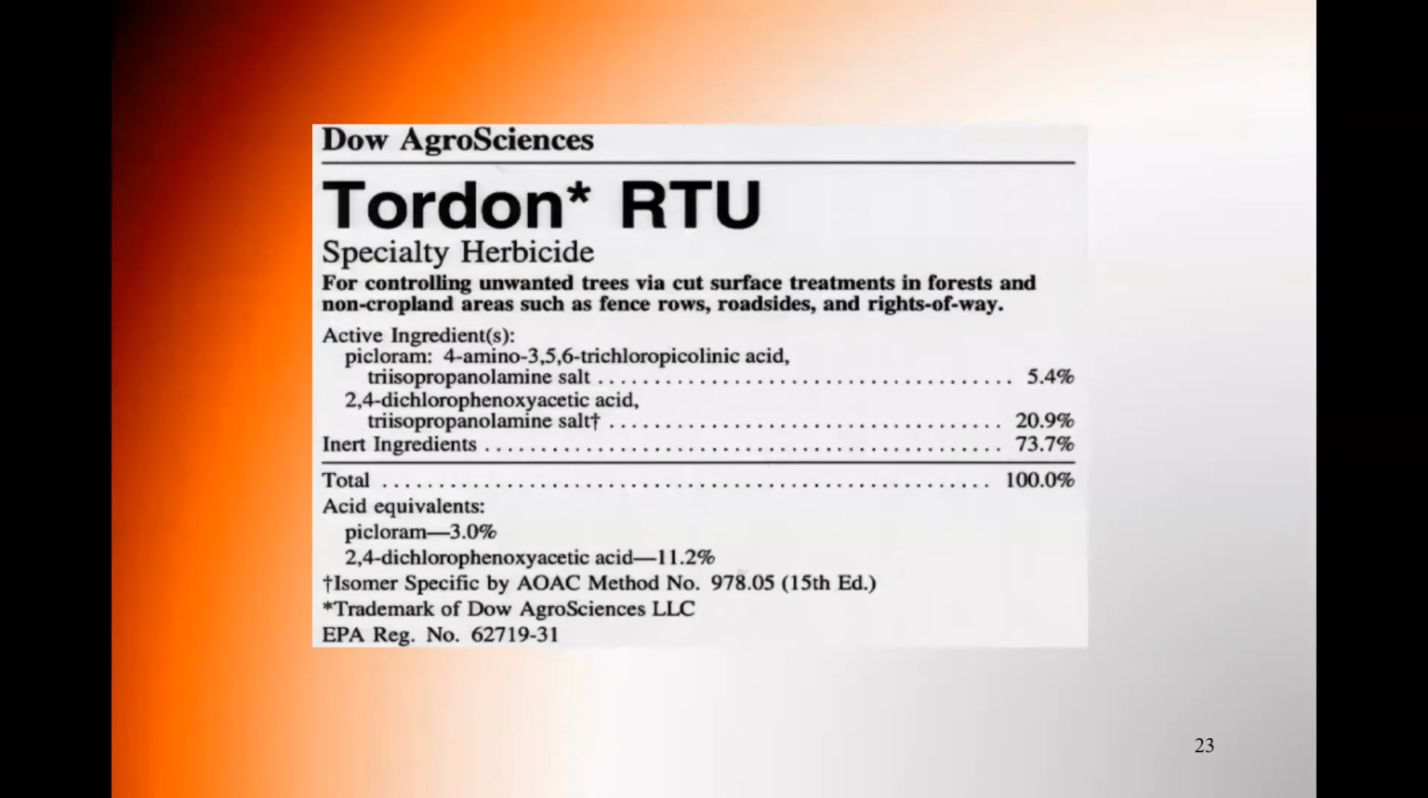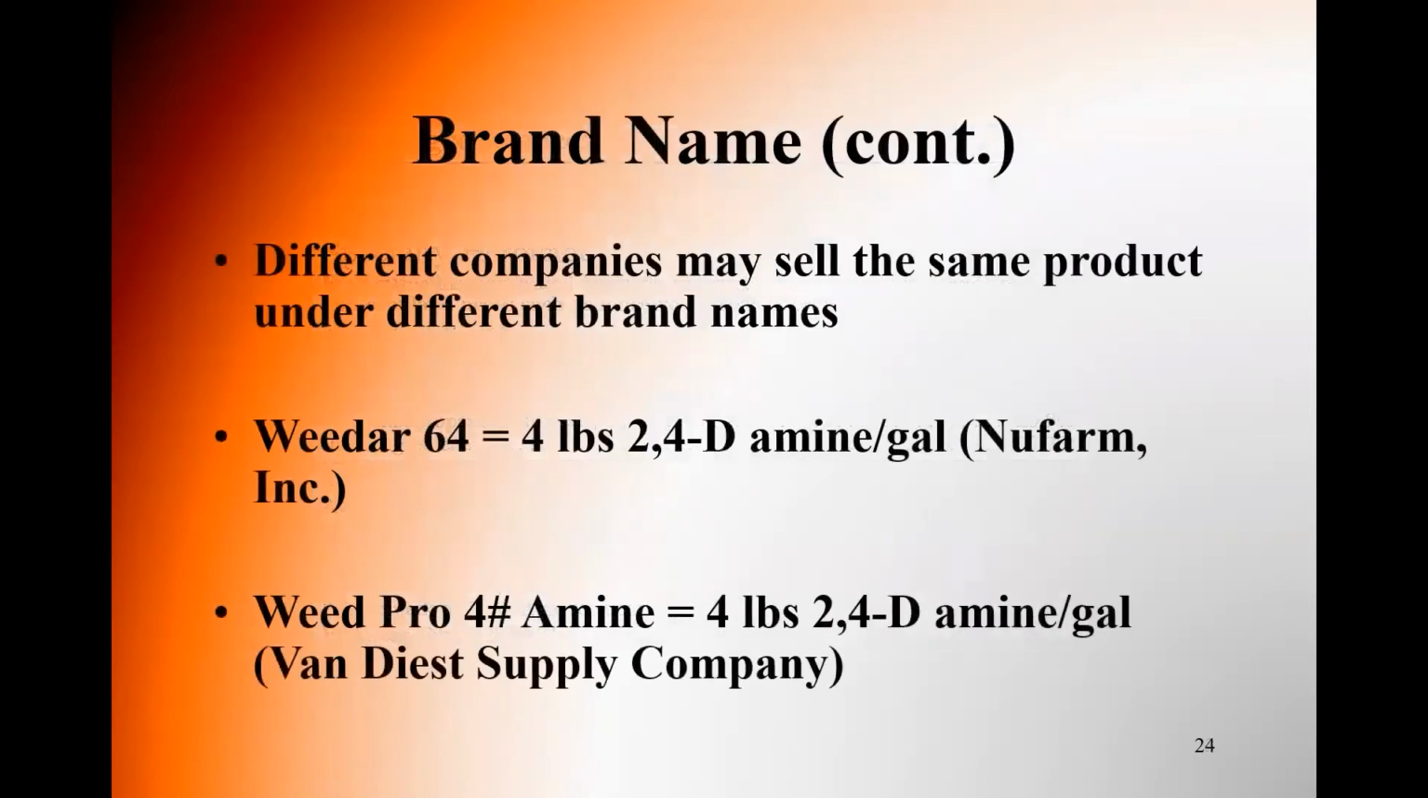Same is true for Tordon RTU. RTU means that it's ready to use. It requires no dilution. So if you buy Tordon RTU and you bring it home and you dilute it with water like you would your Tordon 22K, you're not going to get the results that you're expecting. So be careful when you look at the brand names.